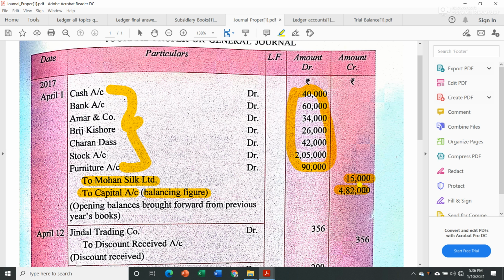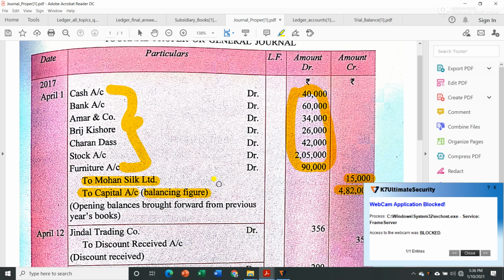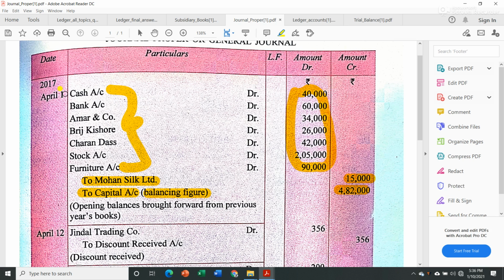Now since we are supposed to prepare ledger accounts as well, we will open the ledger account of each of these amounts. Cash account and bank account, you ignore these two, because we will write them while preparing the cash book. Let me show you.